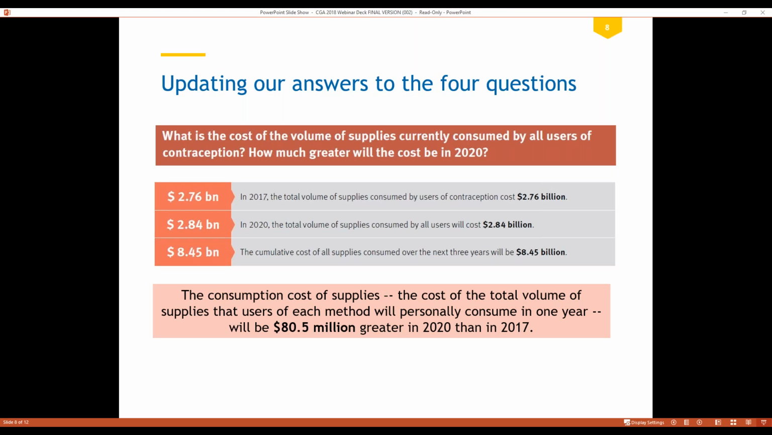And if we were to add up the cumulative cost, because these costs have to be spent again year on year, and so it's important not just to look at the annual cost, but how that is additive across the years. That is 8.45 billion cumulative consumption costs over 3 years, so quite a large figure.